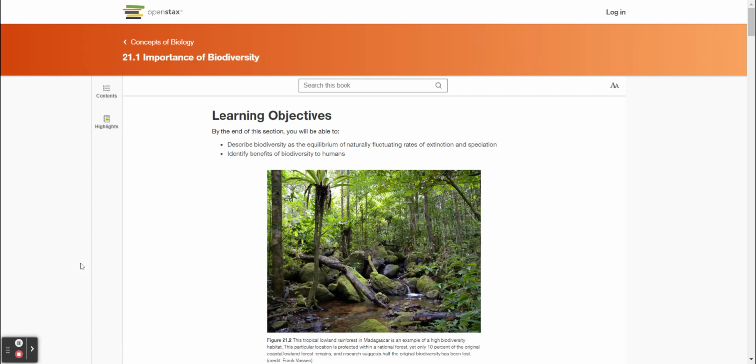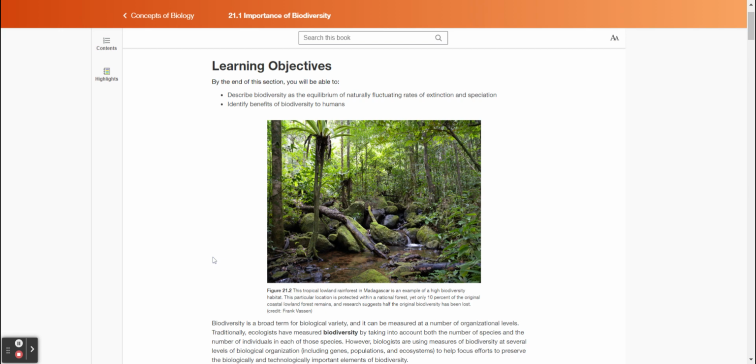Section 21.1, Importance of Biodiversity. By the end of this section, you will be able to describe biodiversity as the equilibrium of naturally fluctuating rates of extinction and speciation, and identify benefits of biodiversity to humans.